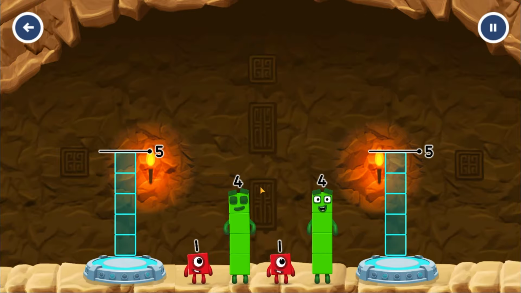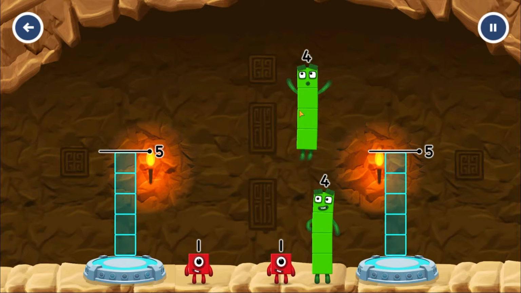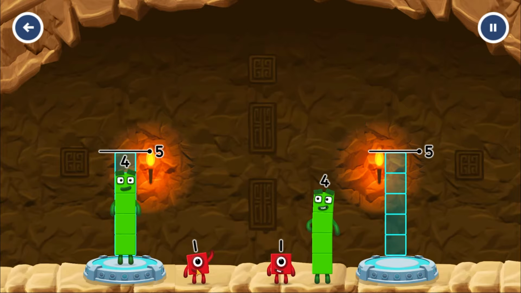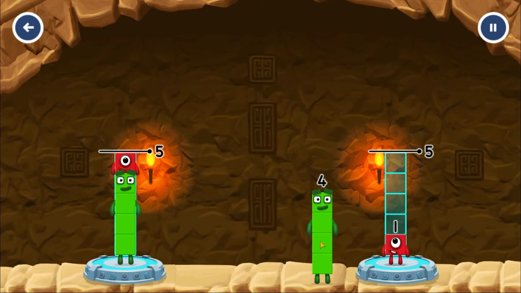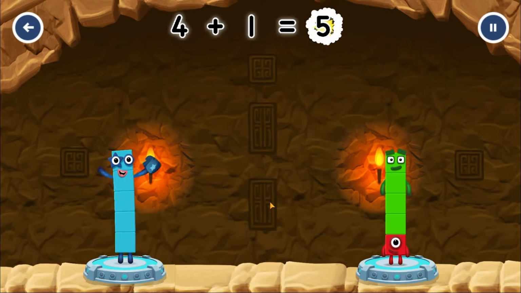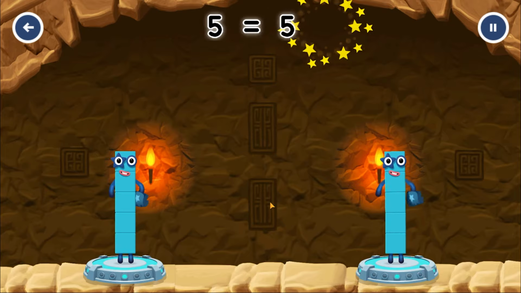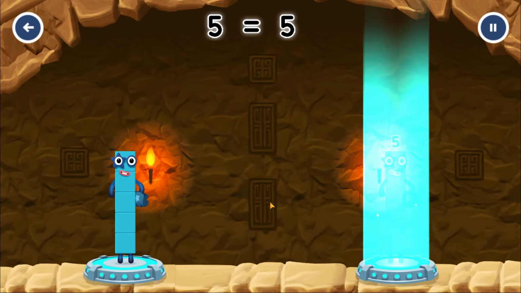Share the number blocks evenly to make 2 groups of 5. 4, 1, 1, 4. You got it. 4 plus 1 equals 5. 1 plus 4 equals 5. 5 equals 5.